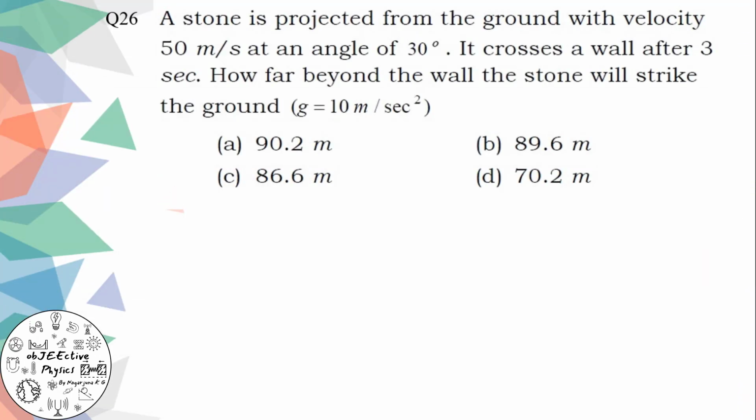26. A stone is projected from the ground with velocity 50 meters per second at an angle of 30 degrees. It crosses a wall after 3 seconds. How far beyond the wall will the stone strike the ground?